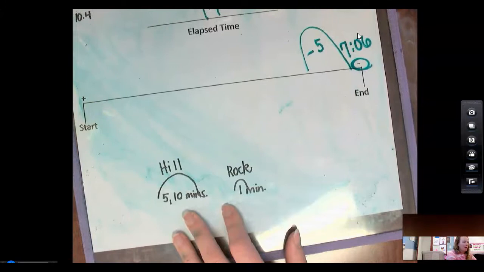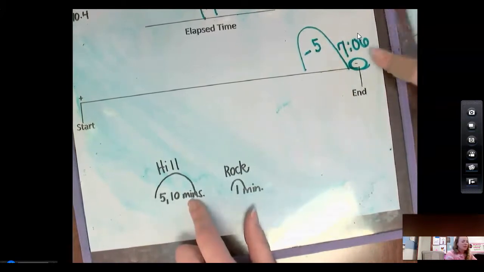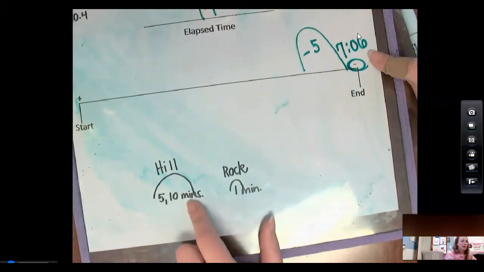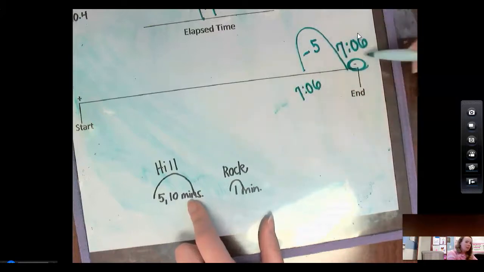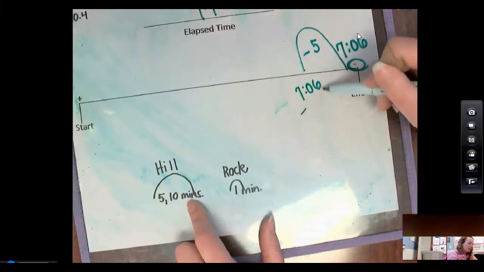I'm going to minus a hill of 5. If I minus a hill of 10, that's going to go past the double zeros because 10 is more than 6. So I'm going to pull 7:06 because that's my end time. I'm going to minus 5.